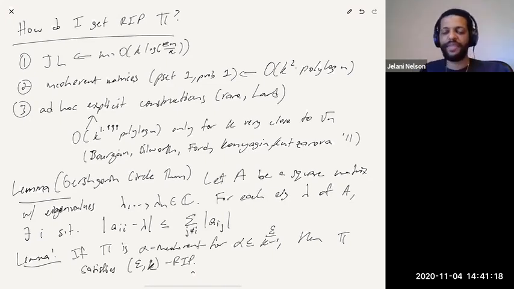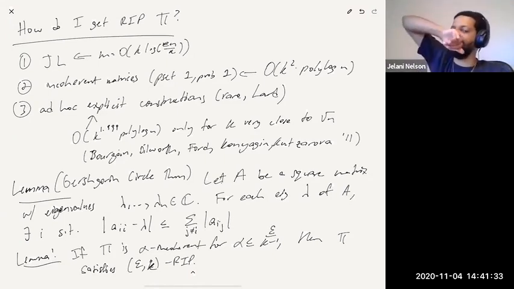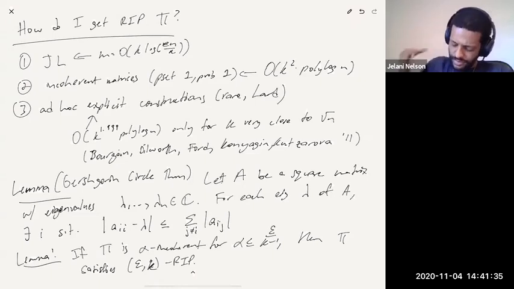Remember what it means to be alpha incoherent? It means that all the columns of pi have unit norm, and all the dot products of different columns have magnitude at most alpha. So all the columns have unit norm, and the pairwise dot products are at most alpha.